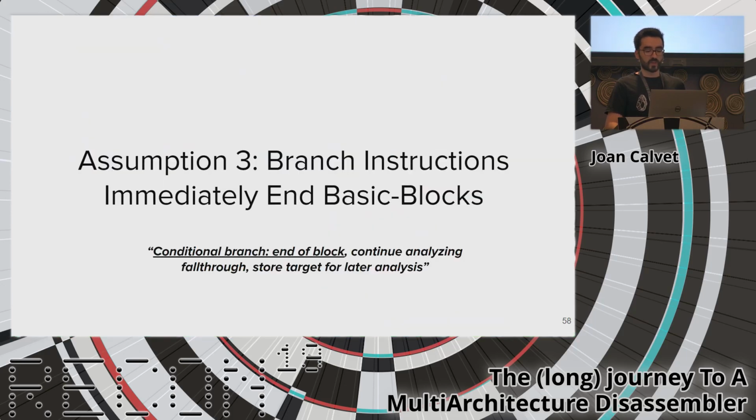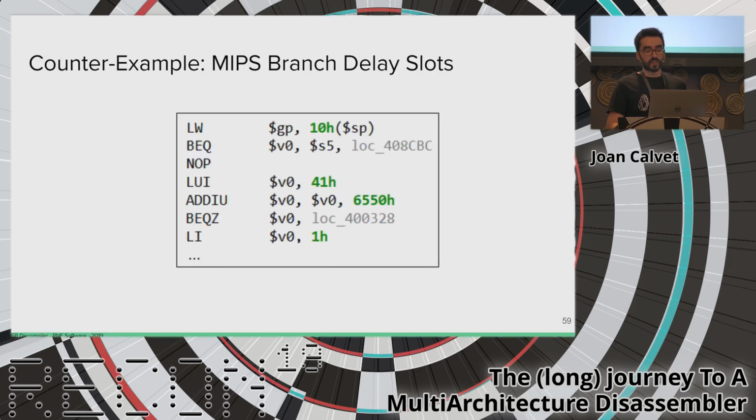Another assumption we made during the step-by-step disassembly was to consider that branch instructions immediately end basic blocks. And as soon as we disassembled the conditional branch, we terminated the current block. That's the usual definition of basic block, right? They terminate on branches. There is an iconic counterexample of that.